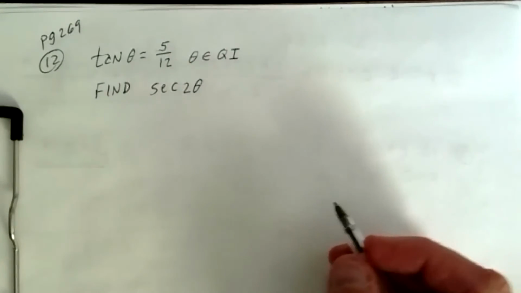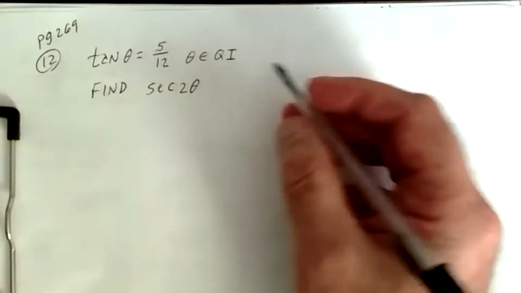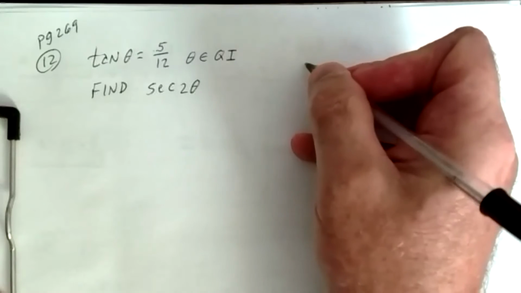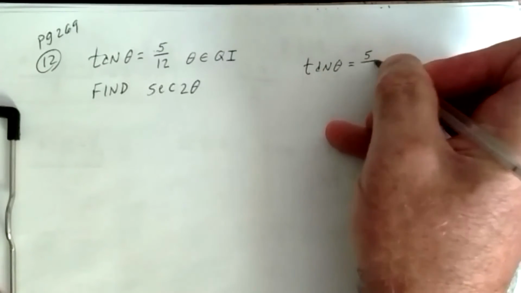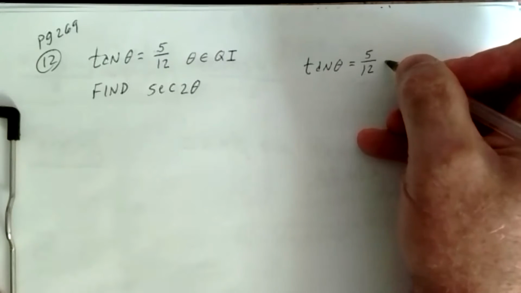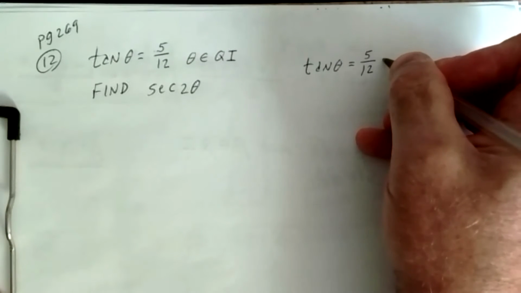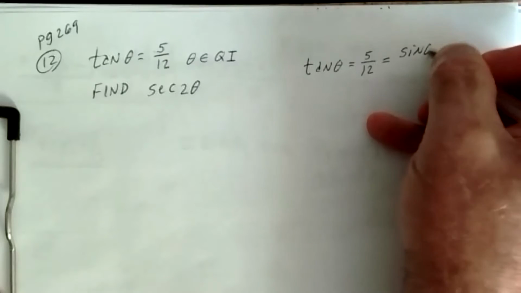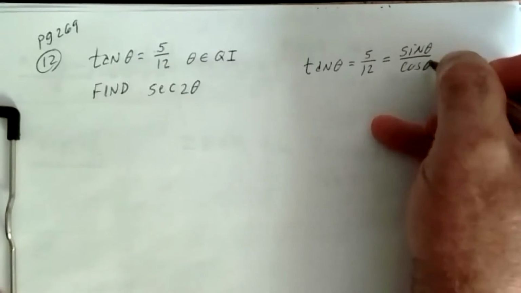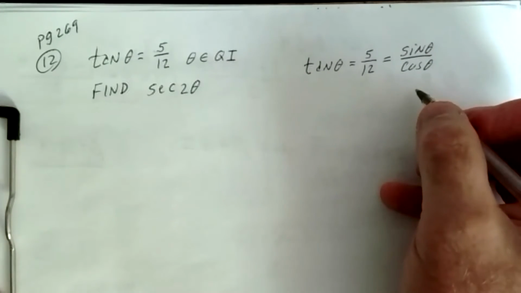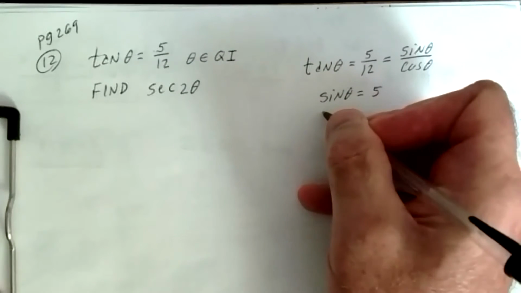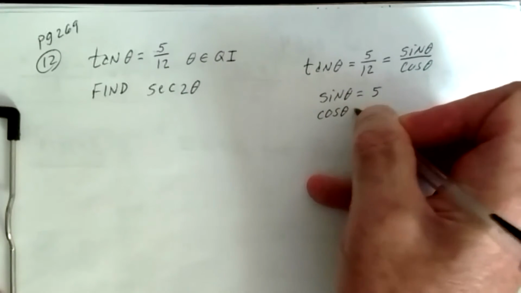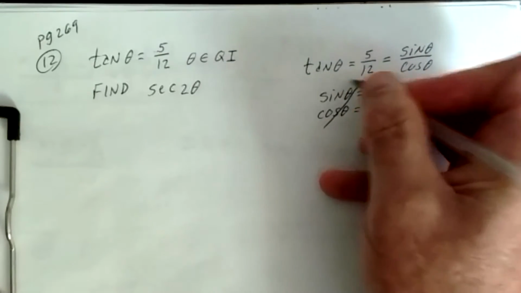Okay. Now, what I indicated in class, ladies and gentlemen, was an error. If the tangent of theta is equal to 5/12, I indicated, and we know from the ratio identity that this is equal to the sine of theta over cosine theta. At that time, when I was going over this problem in class, I indicated then that the sine of theta must be equal to 5, and the cosine of theta must be equal to 12. This is incorrect.